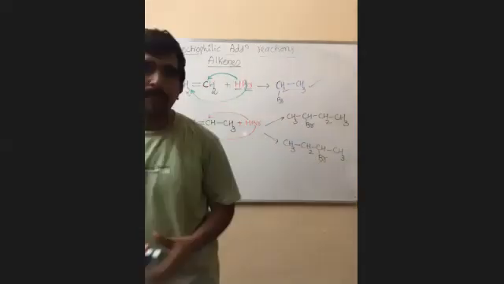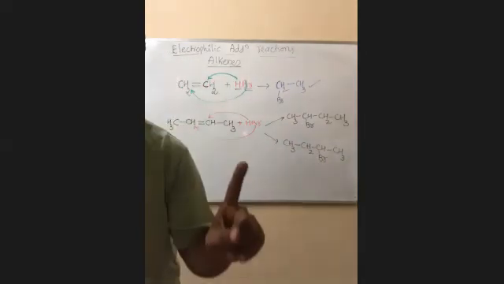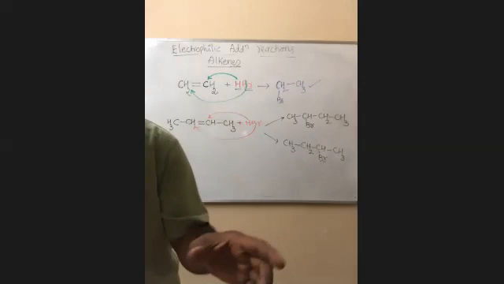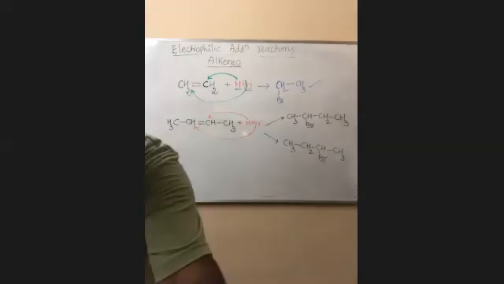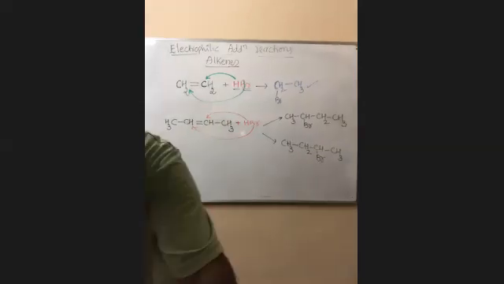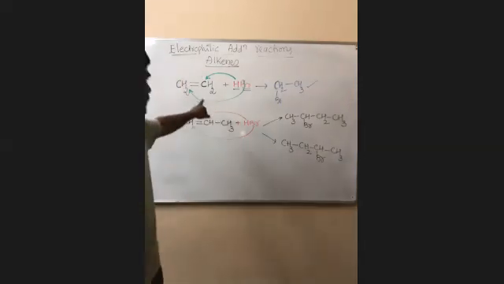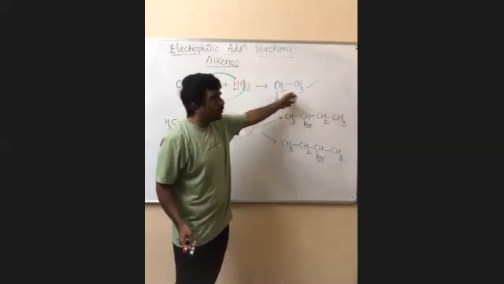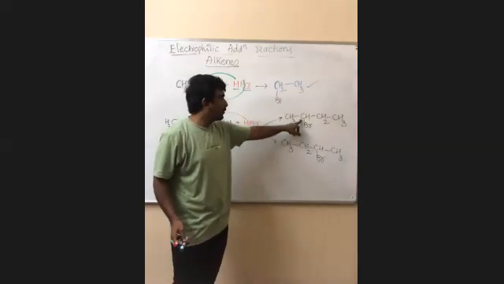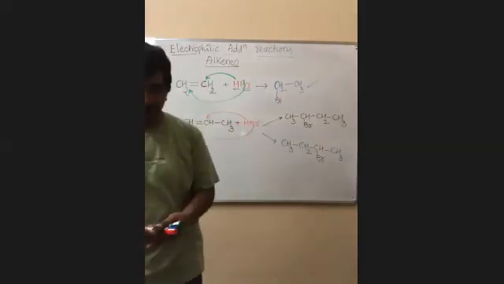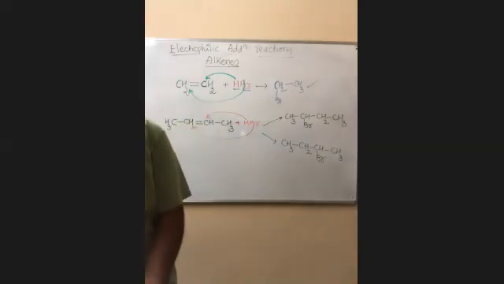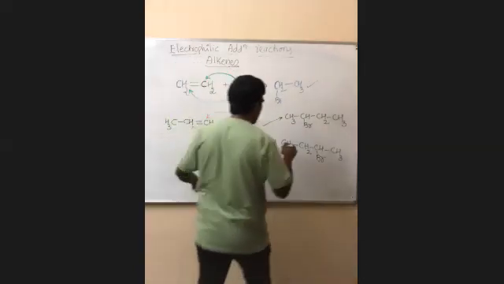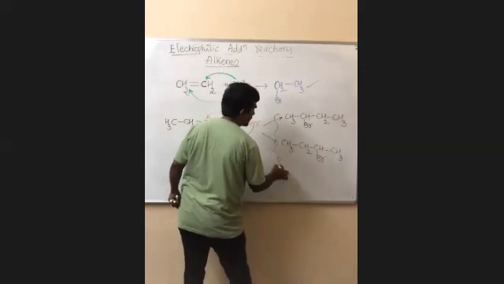Is it clear? That means any symmetrical alkene gives a single product. For example, here bromoethane, or here with bromine also bromoethane only. Here bromine and here bromine, both are the same. Both of these are the same product. Same product you are getting.